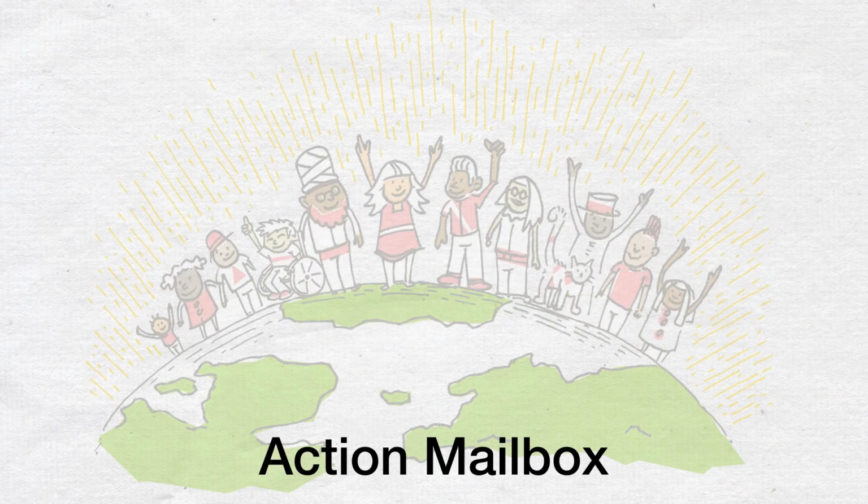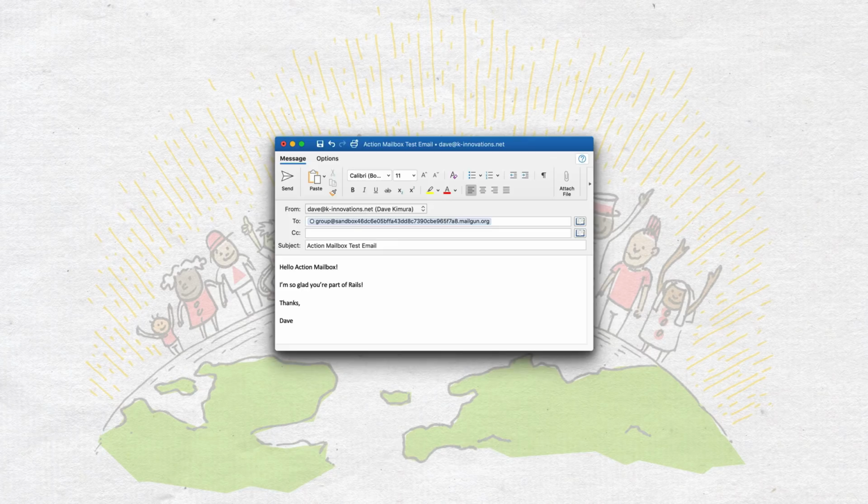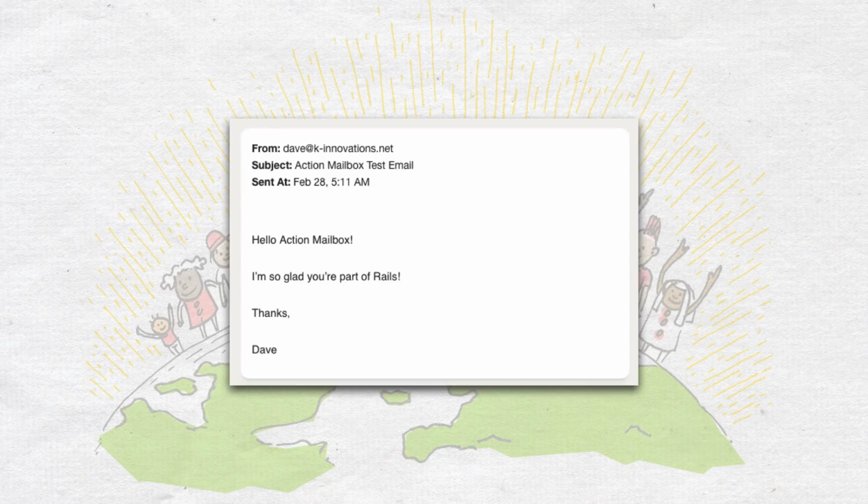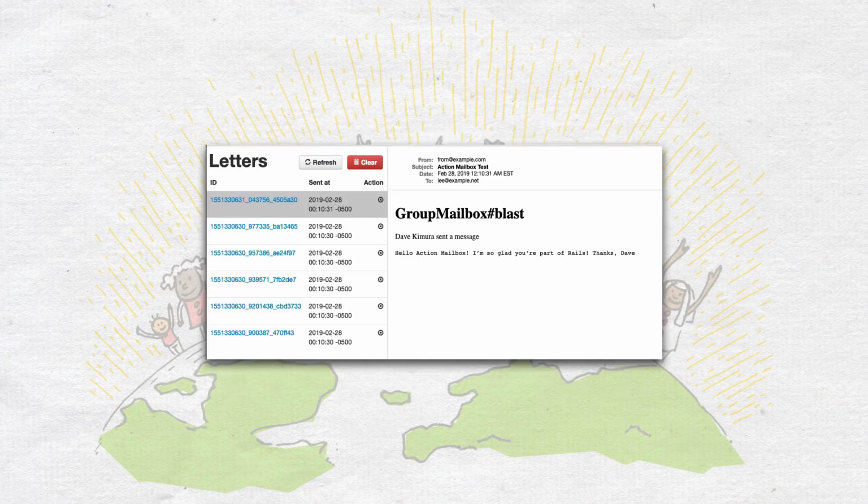And another new feature is the Action Mailbox, and this is where you're able to send an email to a specified email address, and that email will be received by the Rails application. And because it's received by the Rails application, you're able to do various things with it. For example, you can have an email brought in, and then you can have it blasted out to several different groups. And be sure to check out episode 165 where I went much more in depth with Action Mailbox.